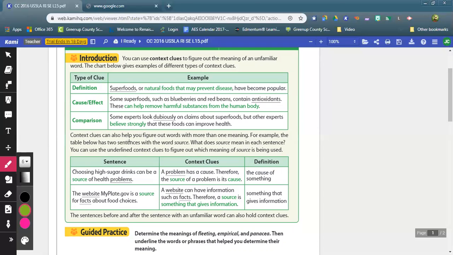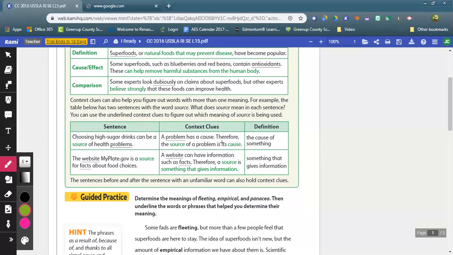Context clues can help you figure out words with more than one meaning. For example, the table below has two sentences with the word source. What does source mean in each sentence? You can use the underlying context clues to figure out which meaning of source is being used. And we do this a lot, definitely in our morning work, where we're trying to figure out which definition goes with the meaning of that word in the sentence.